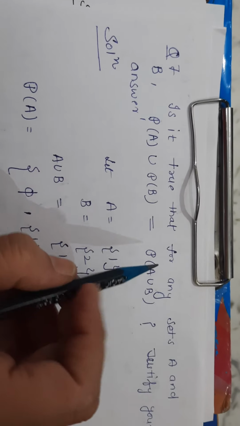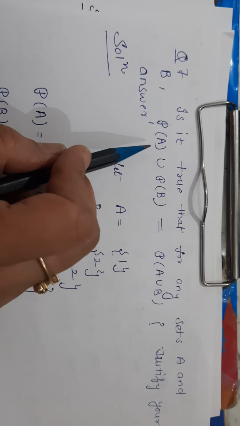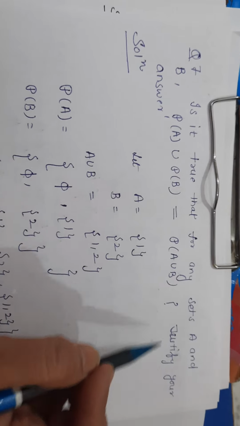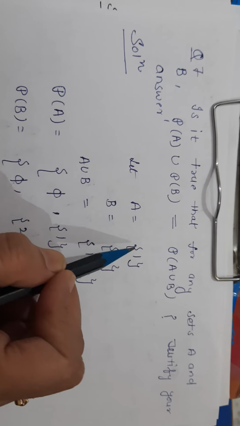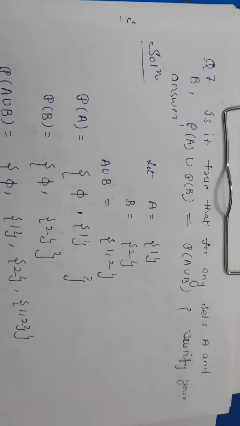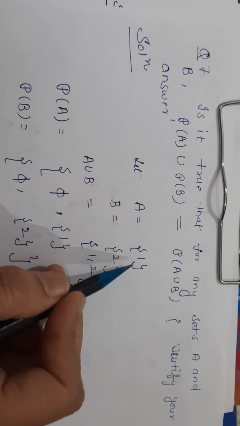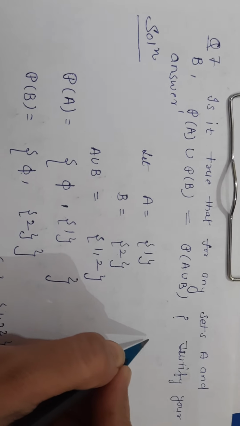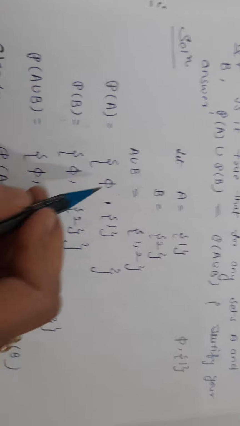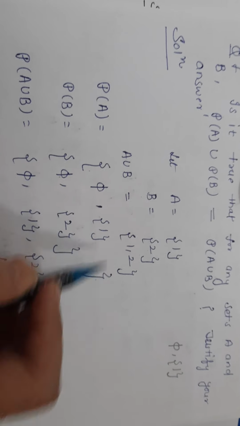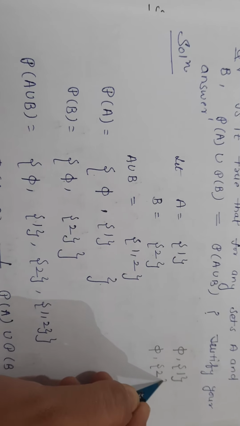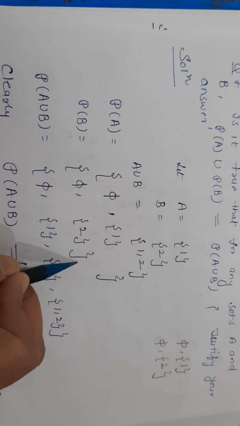Question number 7. Is it true that for any set A and B, power set of A union power set of B is equal to power set of A union B? Justify your answer. Let's set A is singleton 1, B is singleton 2. Union is this. Now write power set of A. We know that this is the collection of all subsets of A. The possible subsets of A will be phi and singleton set 1. So for power set, we have applied bracket here. In the same way, subsets of B will be phi and singleton 2. So this is power set of B with the bracket.